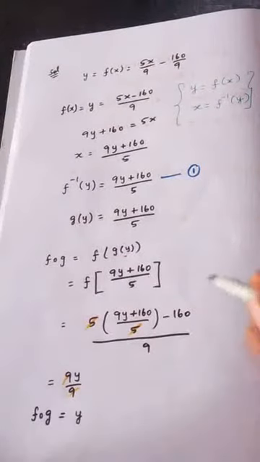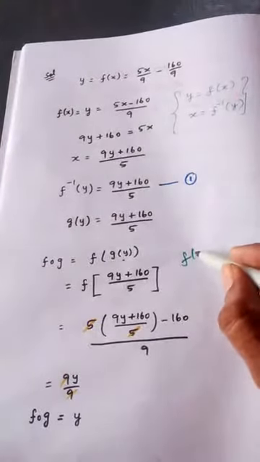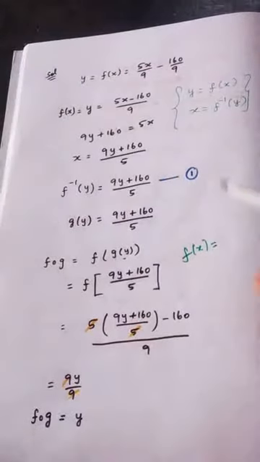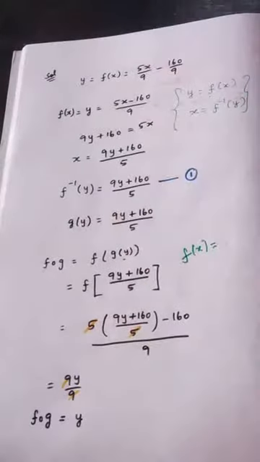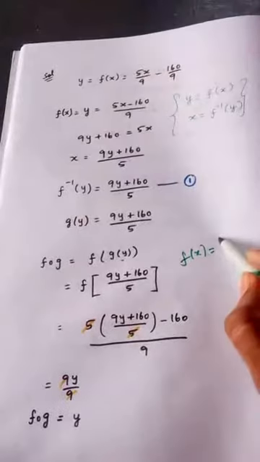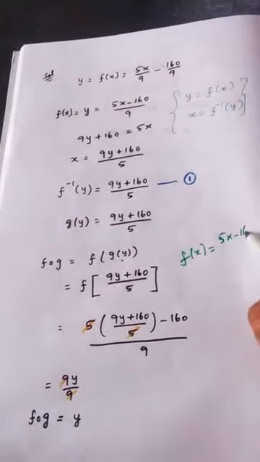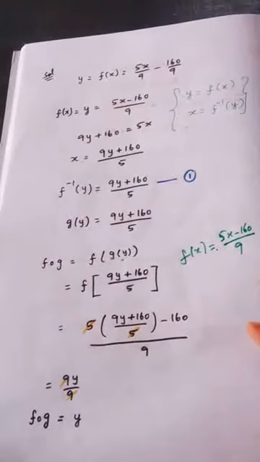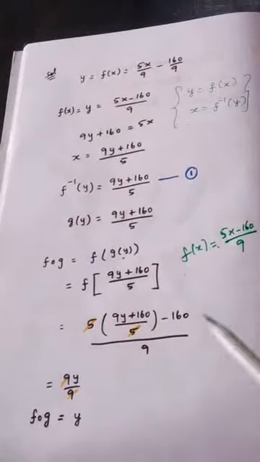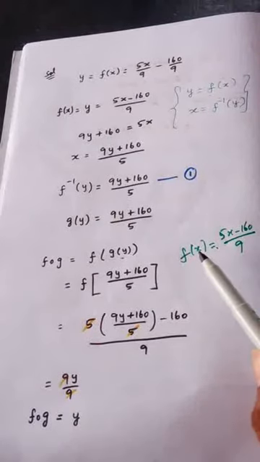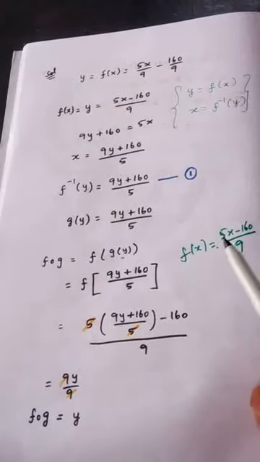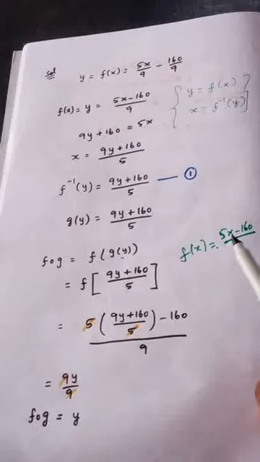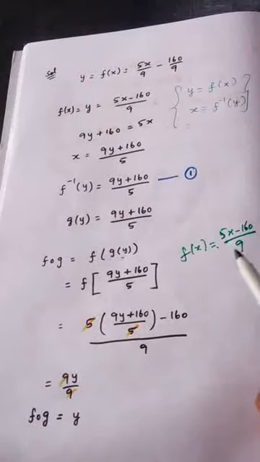But we have a formula like this, f of x. What is f of x? See the question. What is f of x? 5x minus 160 divided by 9. This is the value for f of x. So try to understand. F of x means what we have to do? Write 5 and then put this x. Then you put minus 160 and divide that entire term by 9.